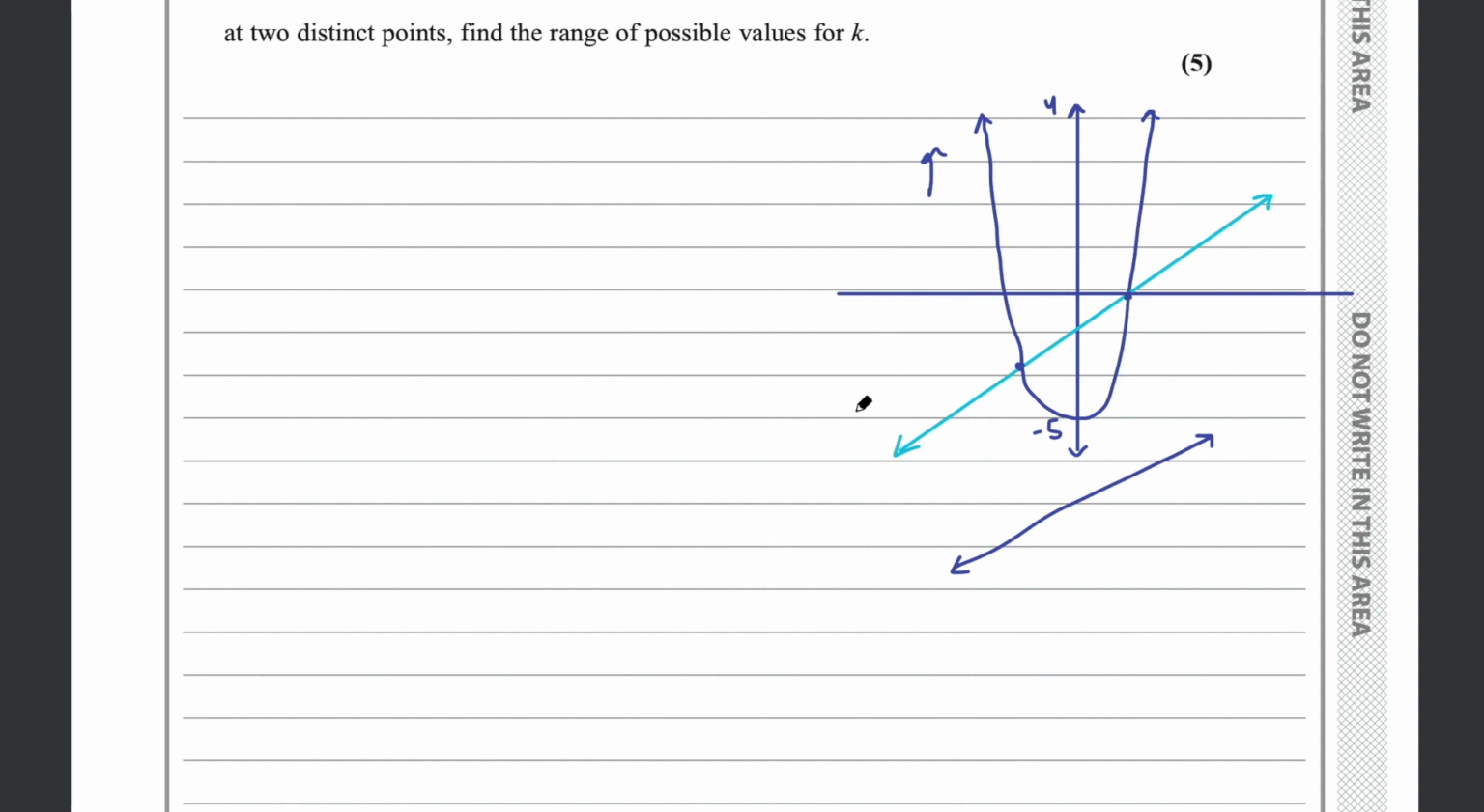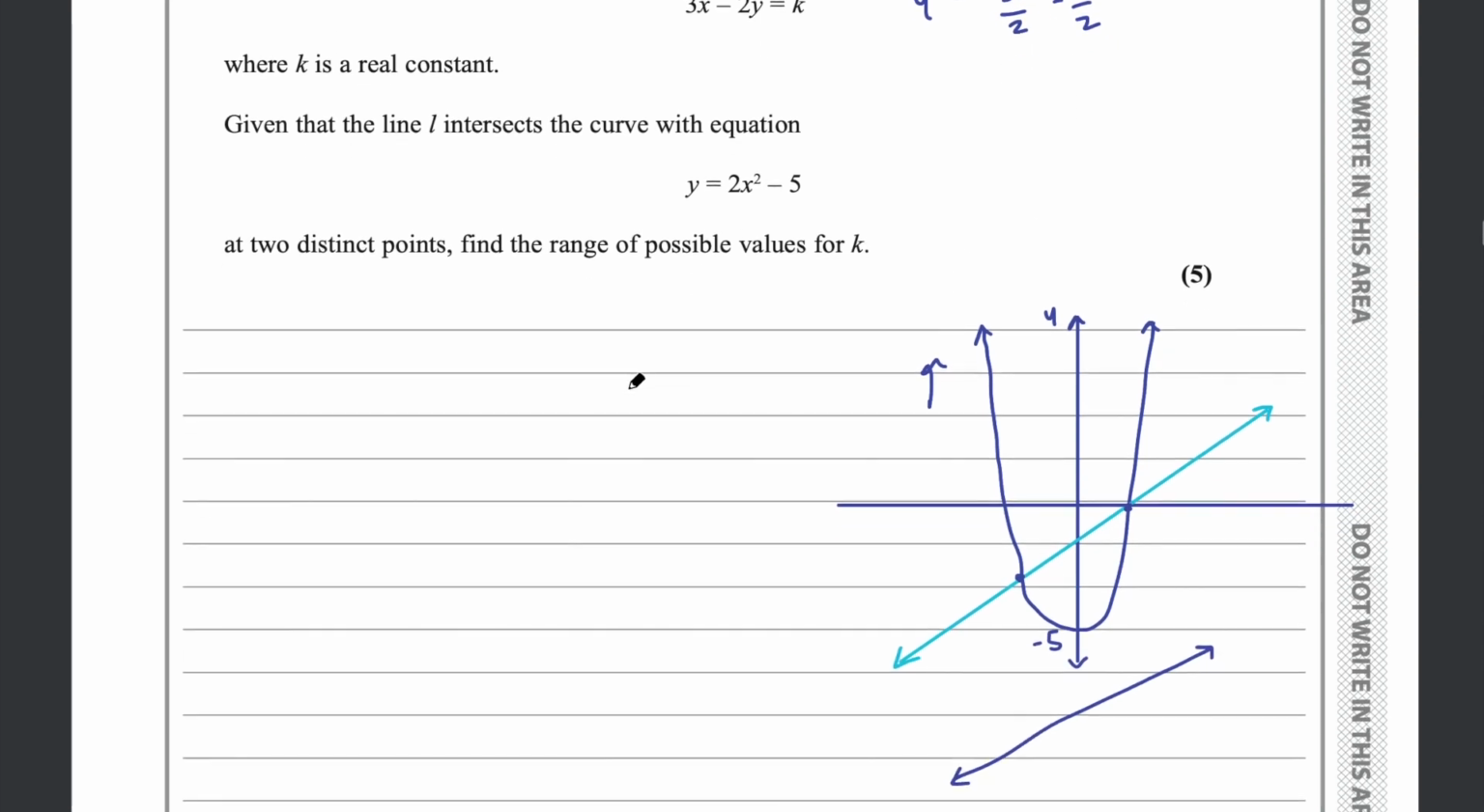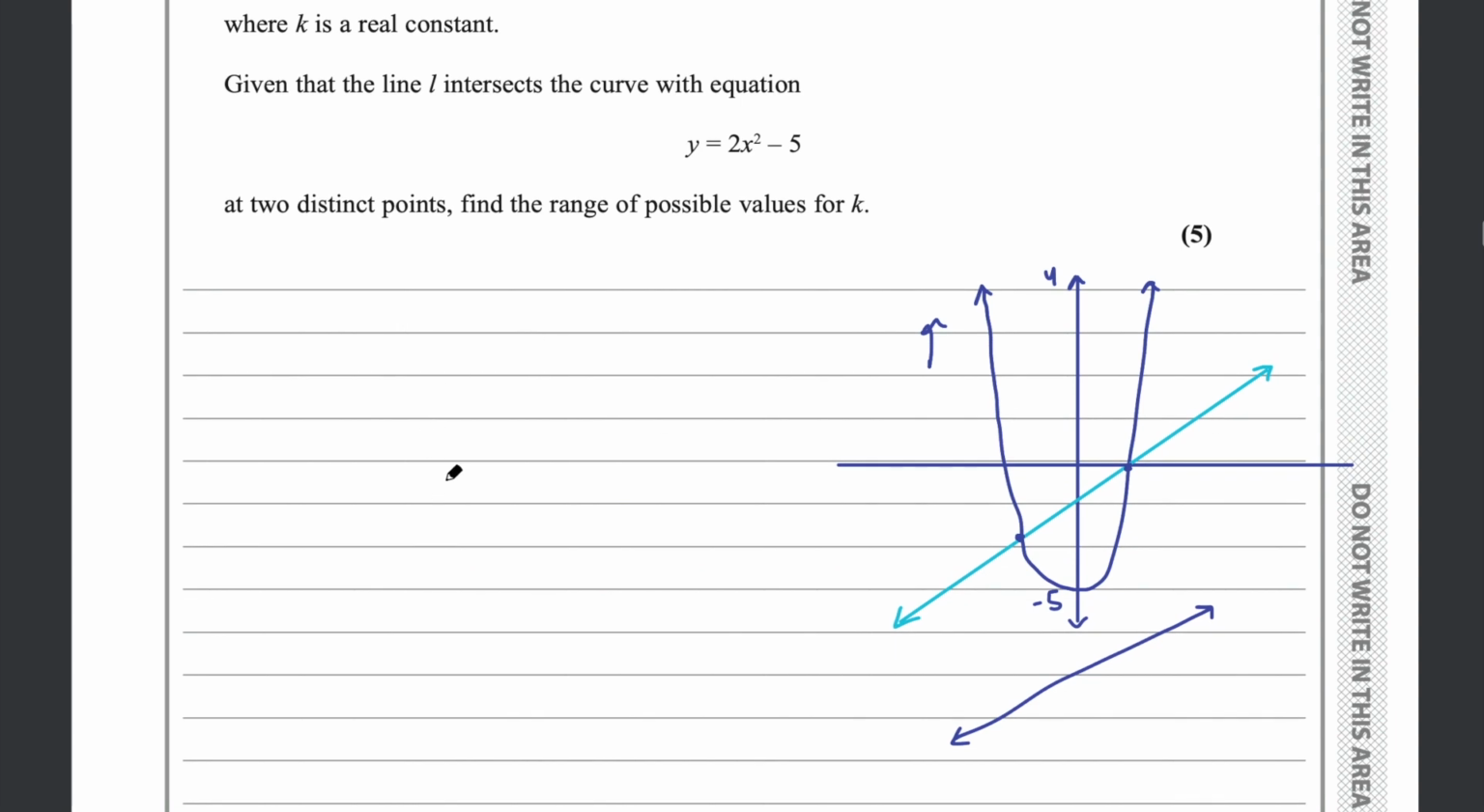Right? So there will be solutions for k when 2x squared take 5 is equal to this straight line here, this equation for this straight line here. So that's where I'm going to start. So we can say when the lines intersect, we'll set those 2 equations or expressions equal to each other. So 3x on 2 take k on 2 is going to equal 2x squared take 5.